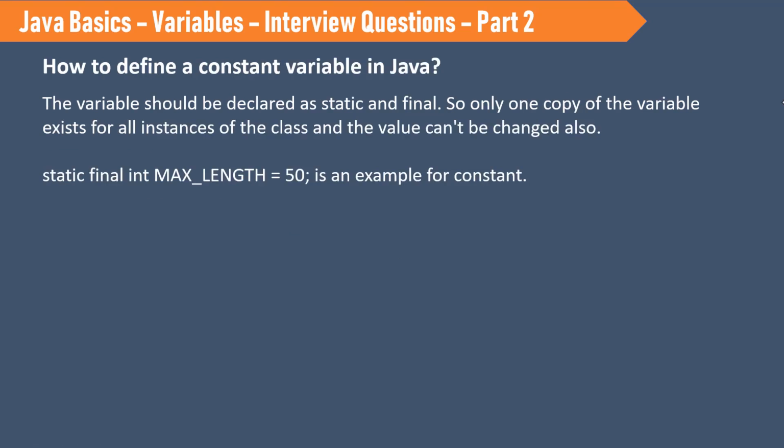Next question is how to define a constant variable in Java. If we want to define a constant variable which we cannot change in future, then we have to define it with the keywords static and final. The variable should be declared as static and final. So only one copy of the variable exists for all the instances of the class, and the value can't be changed also. An example is static final int MAX_LENGTH equals 50. That means this is constant now and we cannot change this value.